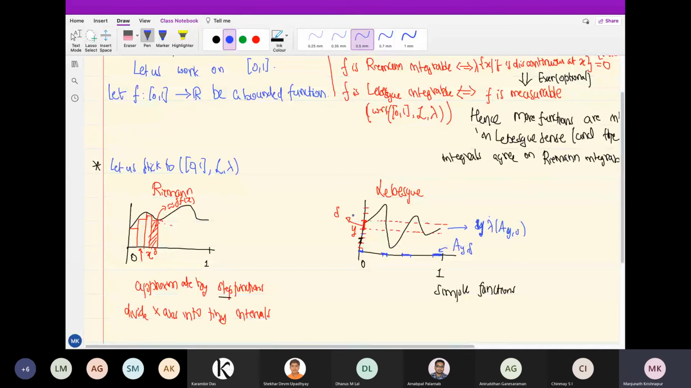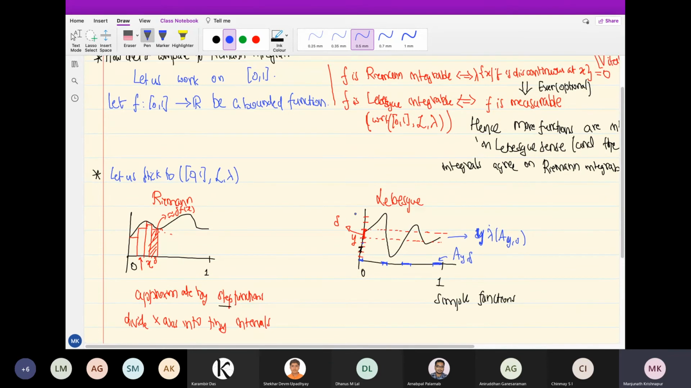So the intelligent thing that Lebesgue did as compared to Riemann is he divided on the y-axis instead of on the x-axis. That change of viewpoint actually gave this amazingly more powerful integral. Okay, so that's what happens.